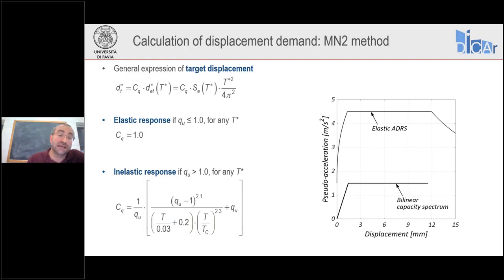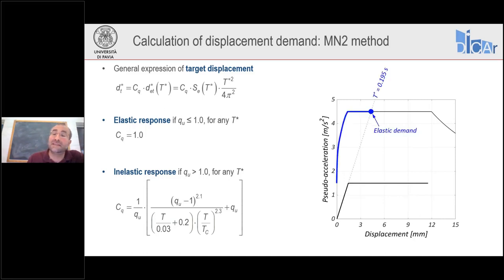This relationship for T star going to infinity tends to be equal to 1, basically. And we just calibrated the coefficients and the exponents of this relationship so to better match the results from the nonlinear time history analysis on the inelastic single degree of freedom oscillators. Again, it works the same.